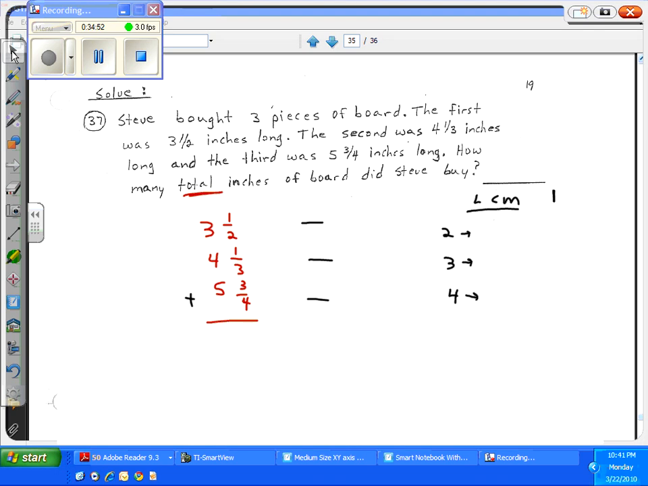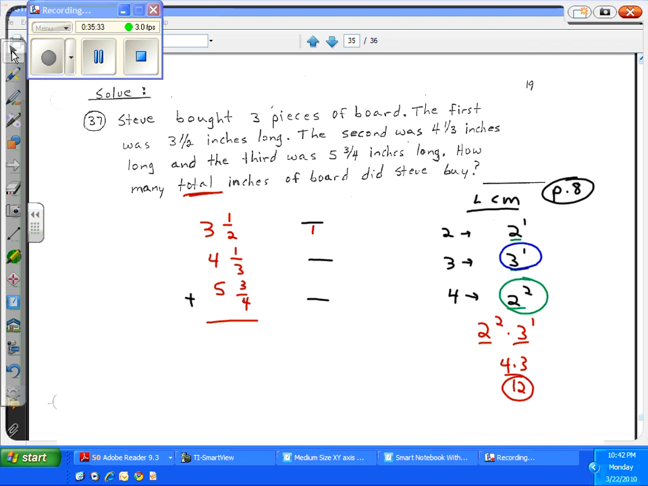The way you find the least common multiple is on page 8 of my Algebra 1 text. It says you would do the prime factorization of each of the numbers and write that exponentially as shown. You then take the largest power of each prime. We have primes of 2 and 3. The largest power of 2 was 2 squared. The largest power of 3 is 3 to the first. You take the largest power of each prime involved and multiply. So we would have 2 to the second times 3 to the first, which is 4 times 3 is 12. And so the common denominator between 2, 3, and 4 would be 12.